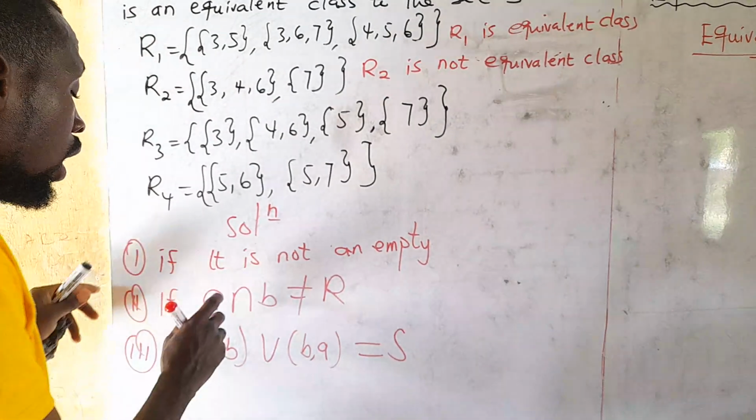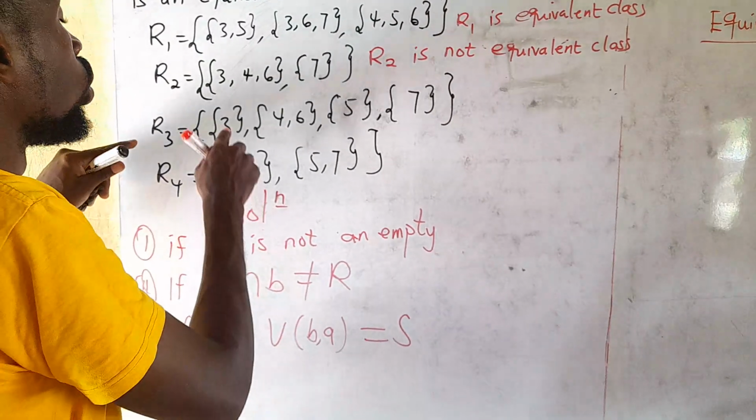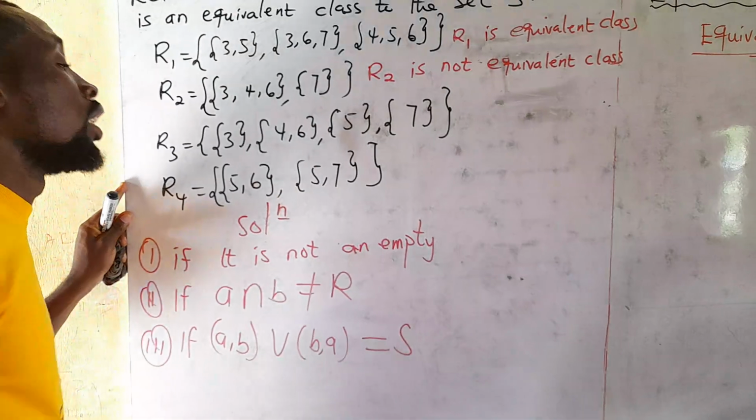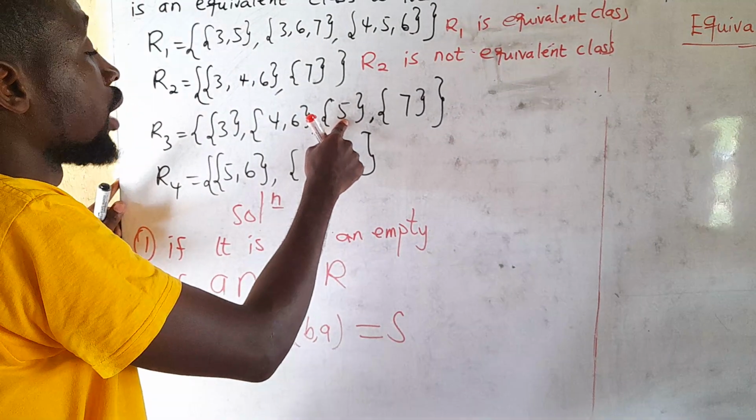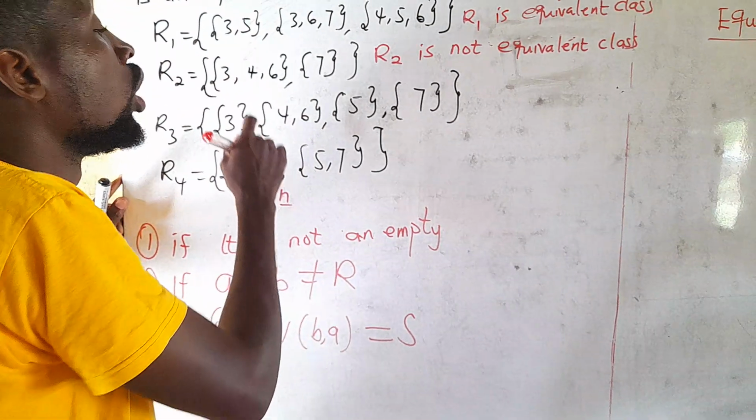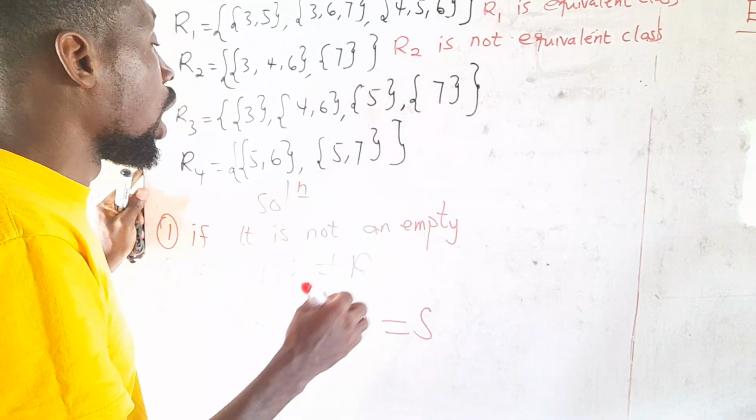Now we'll find whether A intersection B is a member of the relation. So {3} intersection {4, 6} is an empty set. We don't have an empty set in the relation. Good. {3} and {5}, the intersection is an empty set. We don't have an empty set in the relation. We are good to go. {3} and {7} is an empty set. We don't have an empty set in the relation. We are good to go.